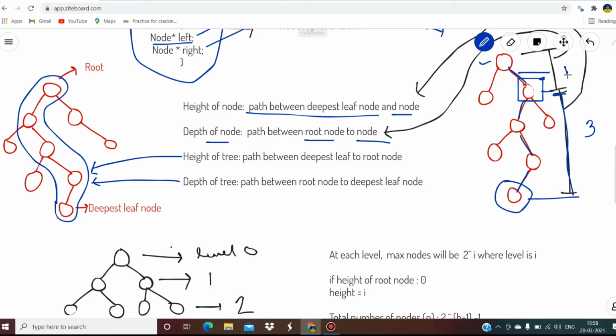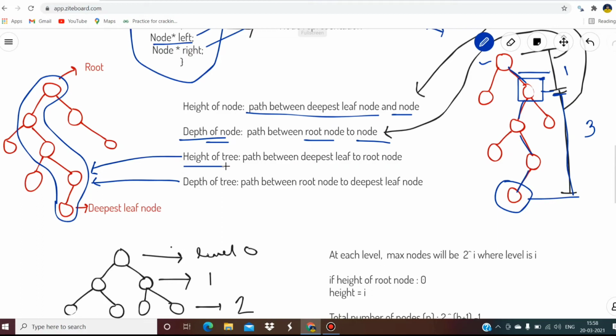If you want to calculate the height of a node, you need to search for the deepest leaf node, and from that deepest leaf node calculate how many edges are there till that particular node. Now for the depth of a node, you need to move from the root to that particular node and count how many edges are there in that path.